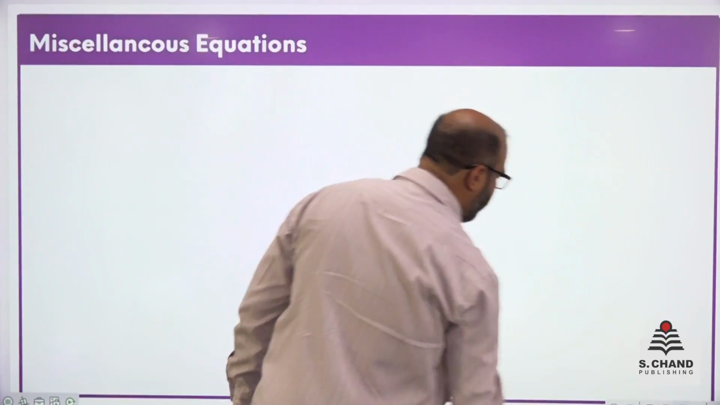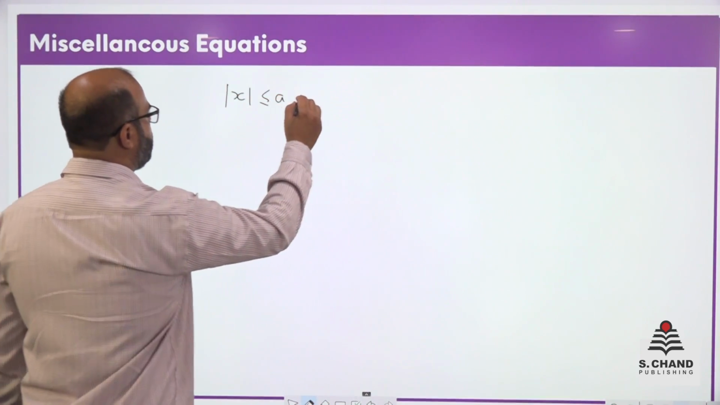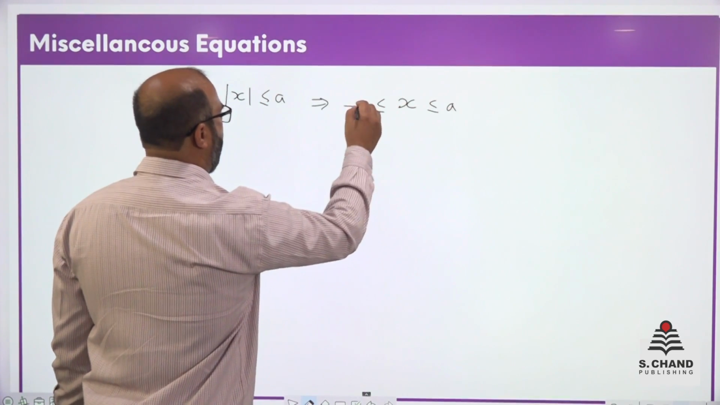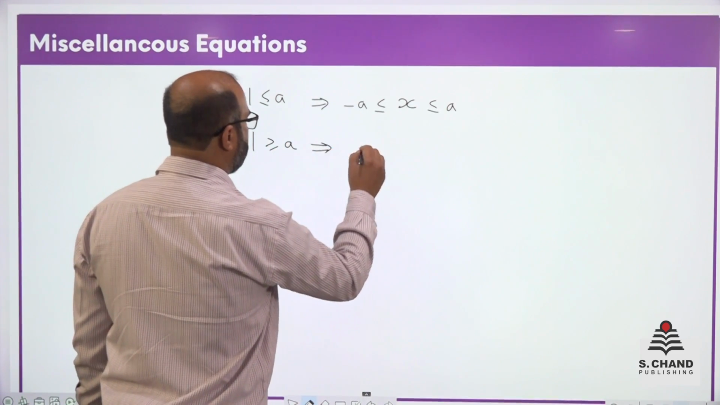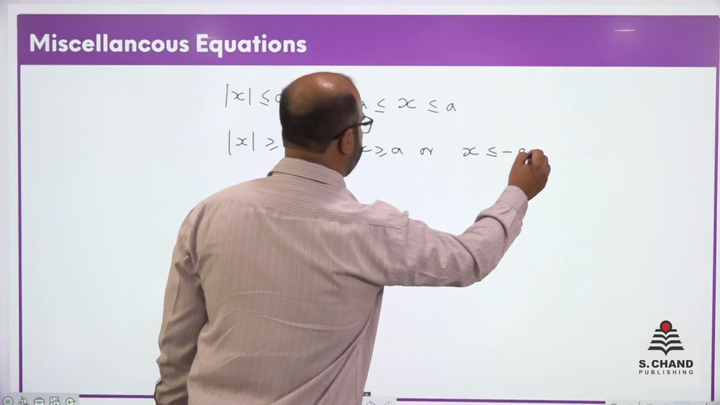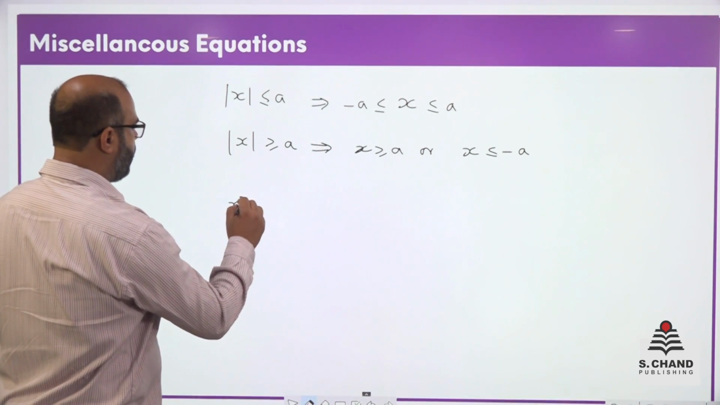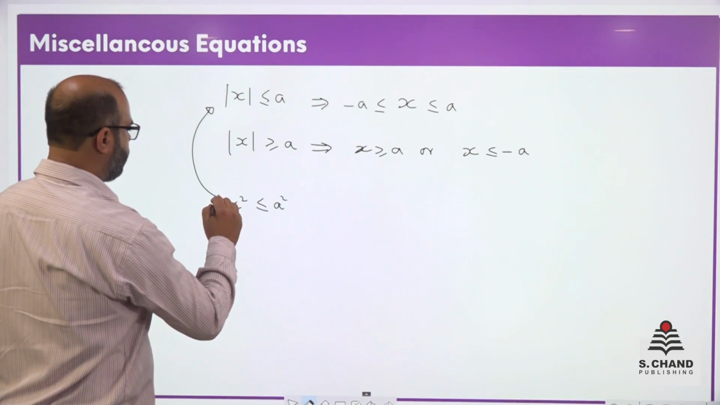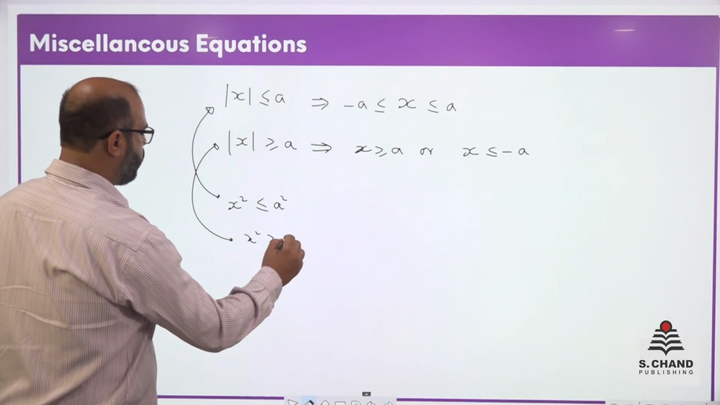If we have mod of x is less than or equal to a, this implies that x belongs to minus a to a. And if mod of x is greater than or equal to a, then x is greater than or equal to a or x is less than or equal to minus a. Similarly, this can also be written as x square is less than or equal to a square. These two are identical things. Similarly, this can be written as x square greater than or equal to a square.